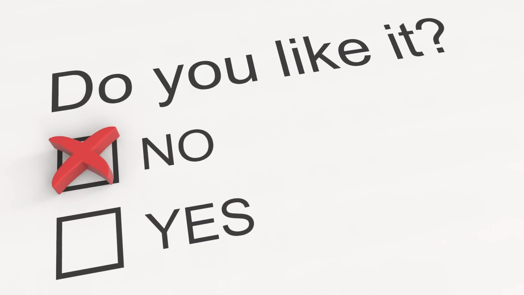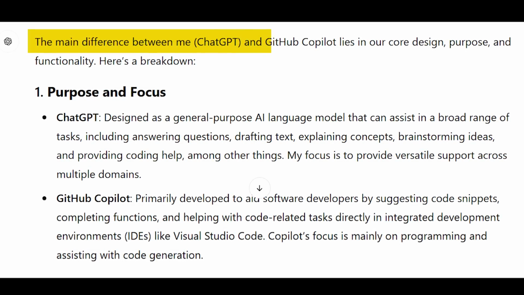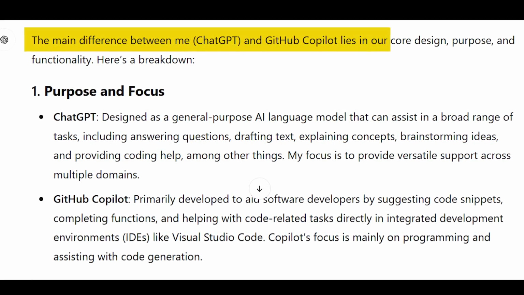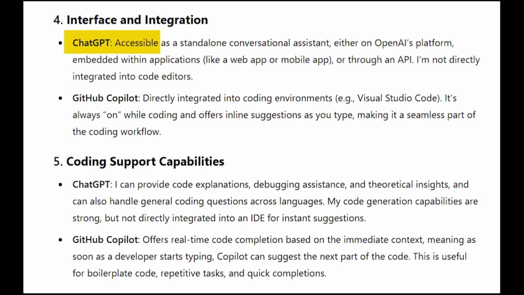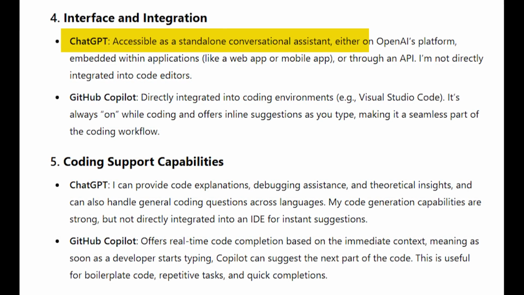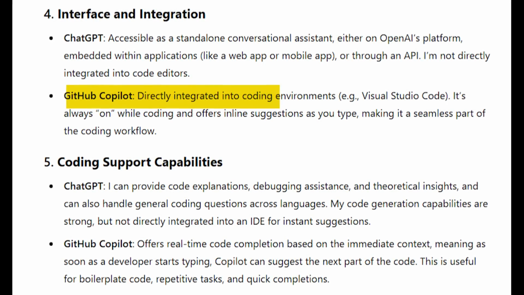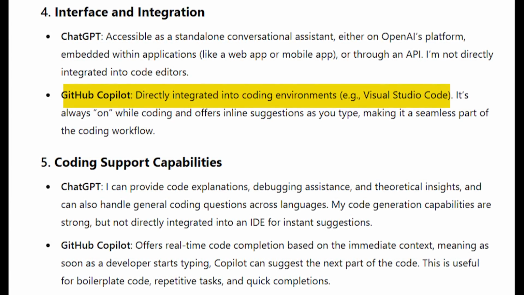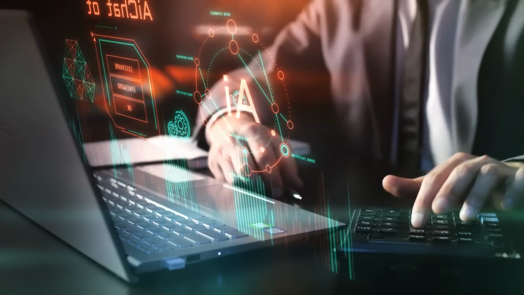The answer confused me. It was answered without an answer. The main difference between me, ChatGPT, and GitHub Copilot lies in our core design and purpose. Blah, blah. ChatGPT, accessible as a standalone conversational assistant, either on OpenAI's platform. GitHub Copilot, directly integrated into coding environments, Visual Studio Code, etc. Copilot specialized coding assistant.